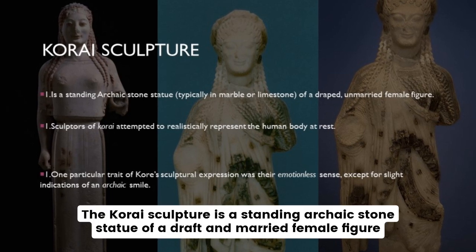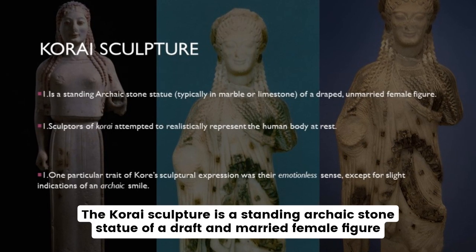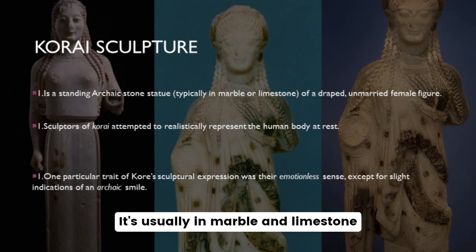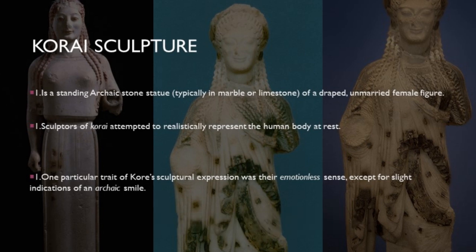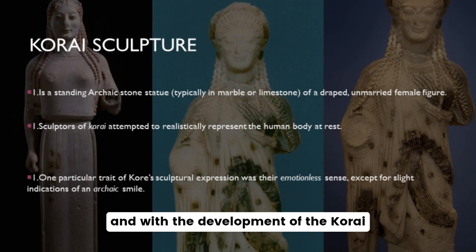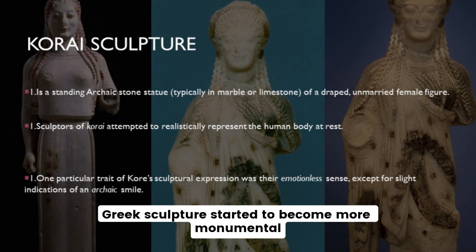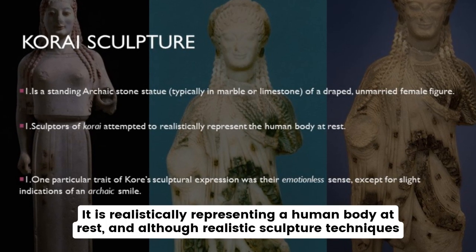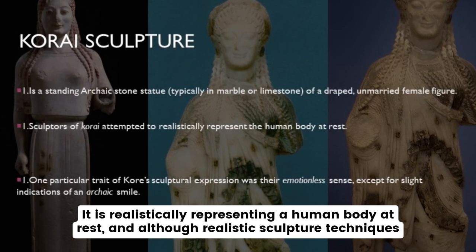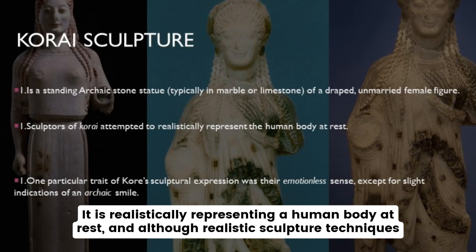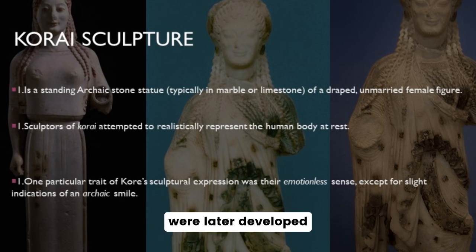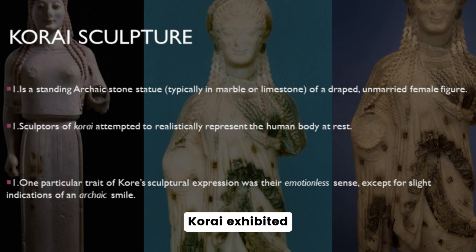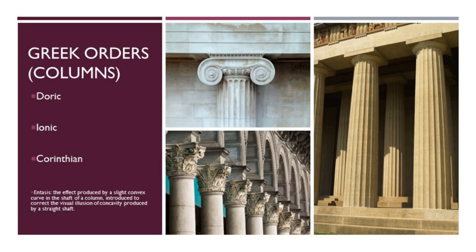The Korai sculpture is a standing archaic stone statue of a draped and married female figure. It's usually in marble and limestone, and with the development of the Korai, Greek sculpture started to become more monumental. It is realistically representing a human body at rest, and although realistic sculpture techniques were later developed, particularly after the Renaissance, Korai exhibited a refined and primary realism.